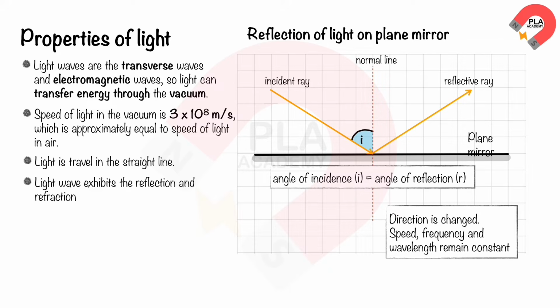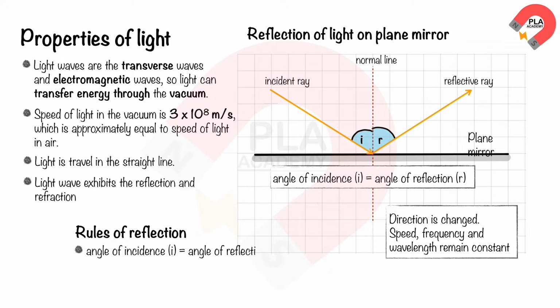The angle of incidence is the angle between the incident ray and the normal. The angle of reflection is the angle between the reflected ray and the normal. Therefore, the rule of reflection: angle of incidence, I, equals angle of reflection, R. The incident ray, reflected ray, and normal line lie on the same plane.